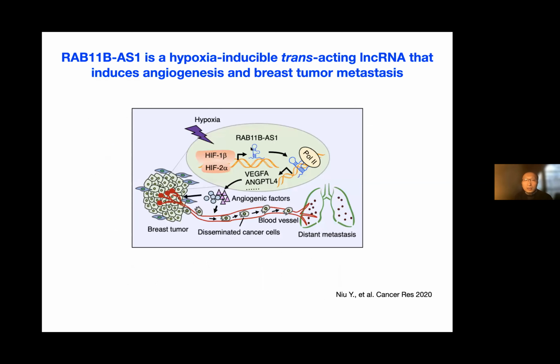So in this project, we identified RAB11B-AS1 as a hypoxia-inducible non-coding RNA, and this is exclusively induced by HIF2. RAB11B-AS1 can interact with RNA Pol II to induce angiogenic factor expression, and those angiogenic factors can control tumor angiogenesis and distant metastasis. So we show RAB11B-AS1 is a hypoxia-inducible trans-acting non-coding RNA in breast cancer cells.